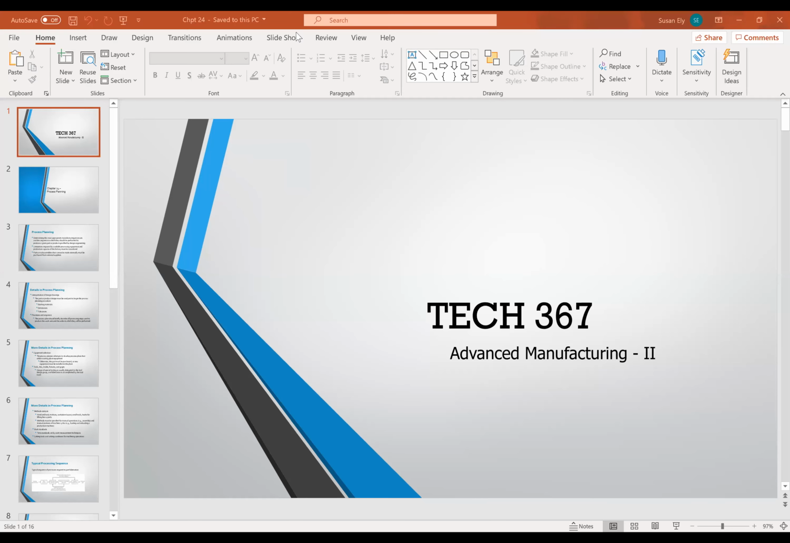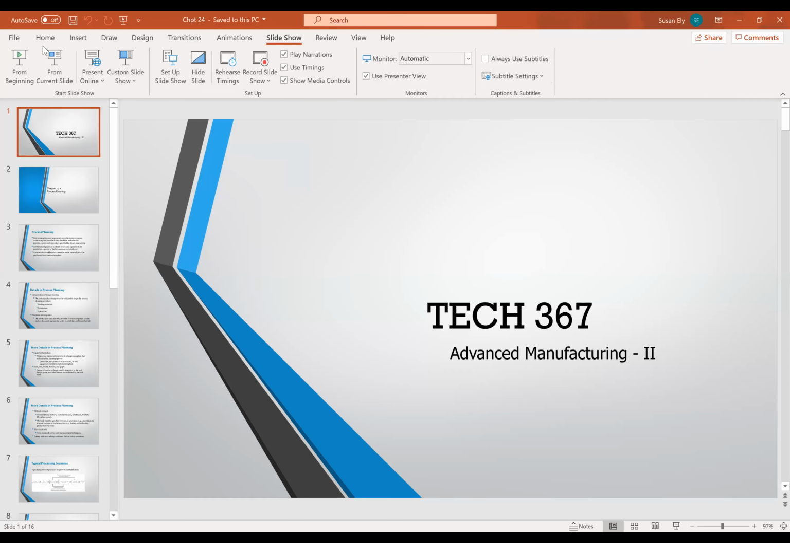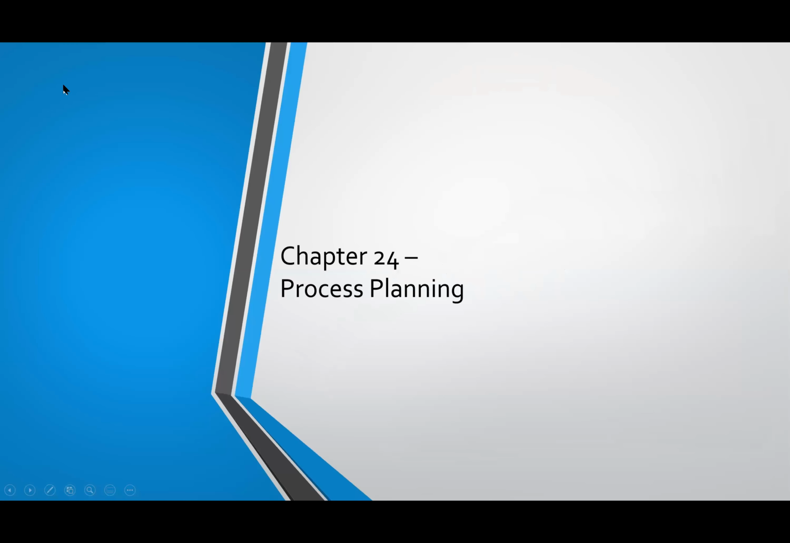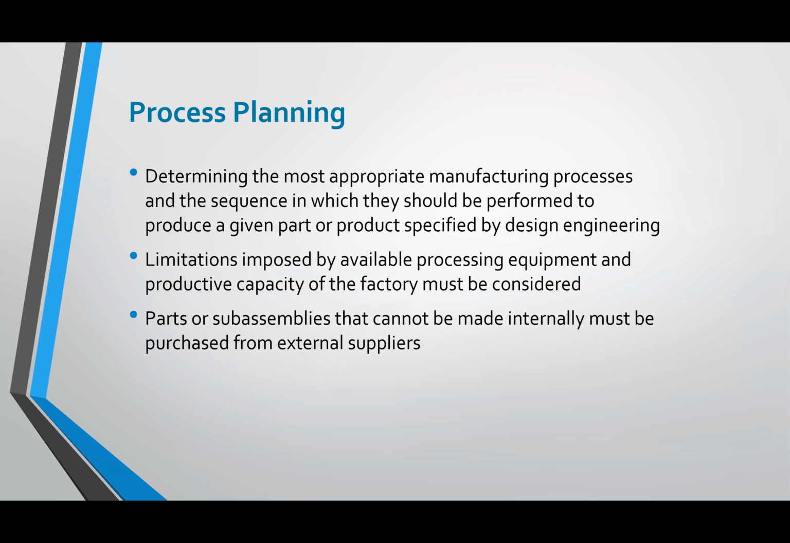All right, so this is now chapter 24 is what we're going to look at. Chapter 24 is looking at process planning, which I said we're going to do pretty quickly, because we're going to look much more in depth at process planning next week when we look at chapter 25. So overall process planning, we're looking at the sequence to make a part or to assemble a part or to package a part. And we have to look at the equipment and the capacity of our equipment.